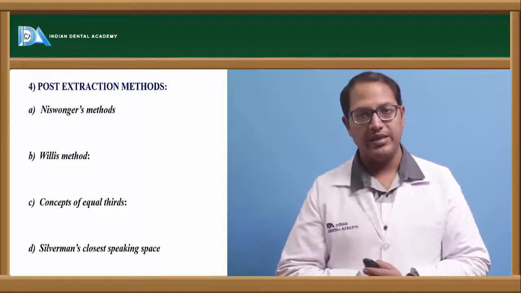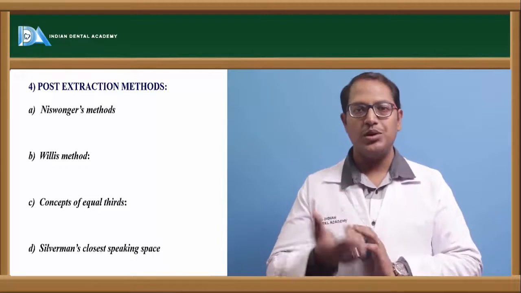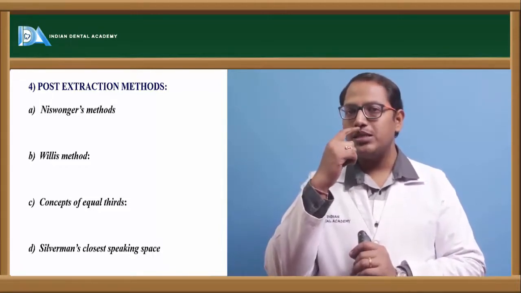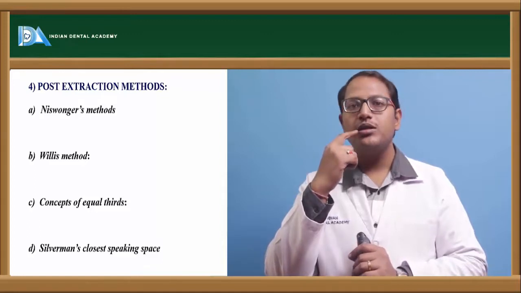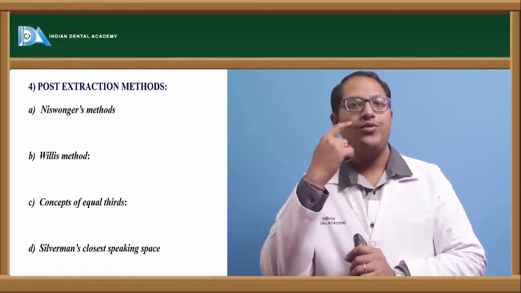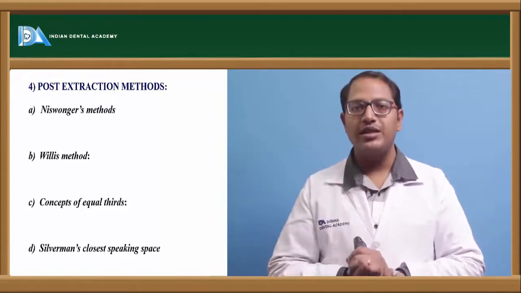Next was the Willis method. Willis was a scientist who gave everything with measurement and his two instruments. What he said is that the distance from the nose, the ala, to the rima oris is equal to that from the rima oris to the lower chin. So if you see this half, wherever it is going half, that much you can put as your denture size.